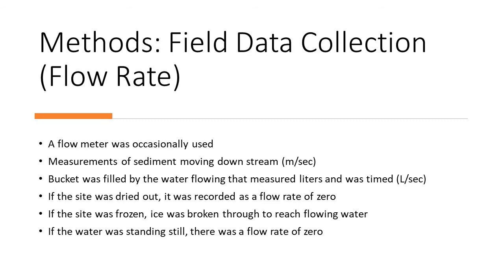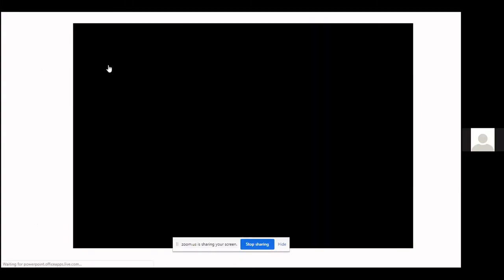Sometimes the site could be dried out, and it was just recorded as 0. In the winter, the surface of the water could be frozen, but if you broke through the surface, you could reach the flowing water. But there also could be waters that were full but standing still, and that was also a flow rate of 0. And hopefully the video works.